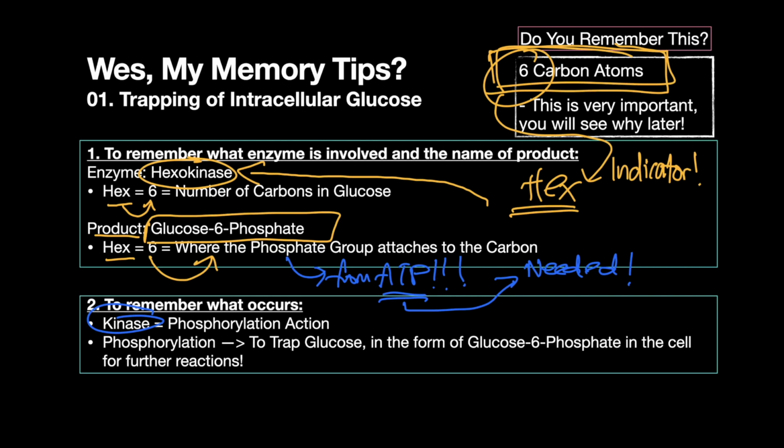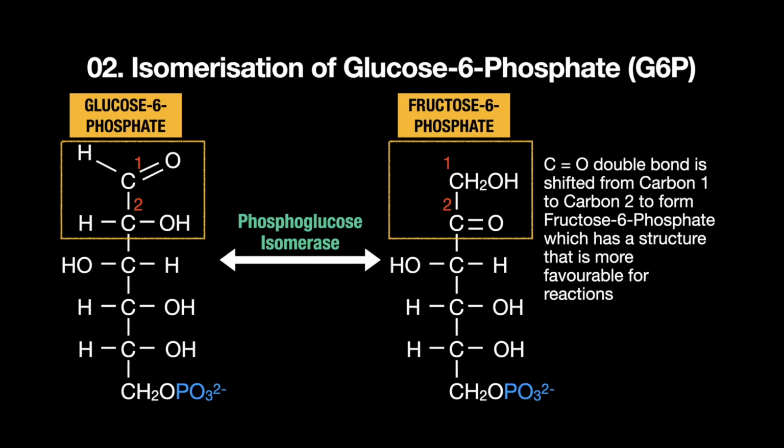And we know that this reaction is irreversible, because if not, glucose 6-phosphate can be easily converted back to glucose, and this trapping step will be redundant if that indeed happens. And so that is the first step of glycolysis. Now, moving on, let us take a look at the second step.